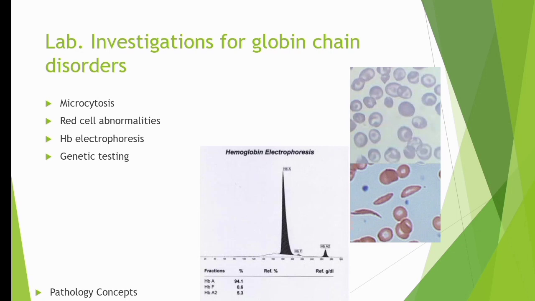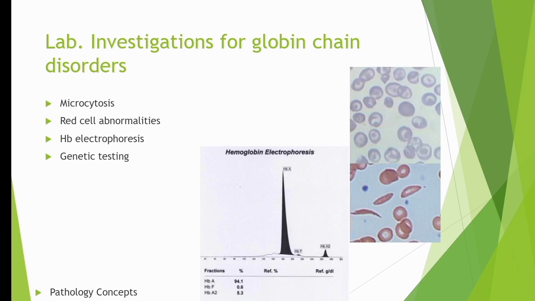Laboratory investigations for globin chain disorders. First is peripheral smear. Microcytosis and red cell abnormalities like sickle cells are seen on the peripheral smear. Second is Hb electrophoresis. Increased HbA2 and increased HbF indicate beta thalassemia variants. Alpha thal are not associated with increase in HbF or HbA2. They are usually not detected by Hb electrophoresis except HbH disease. They are mostly a diagnosis of presumption by excluding iron deficiency anemia and beta thalassemia.